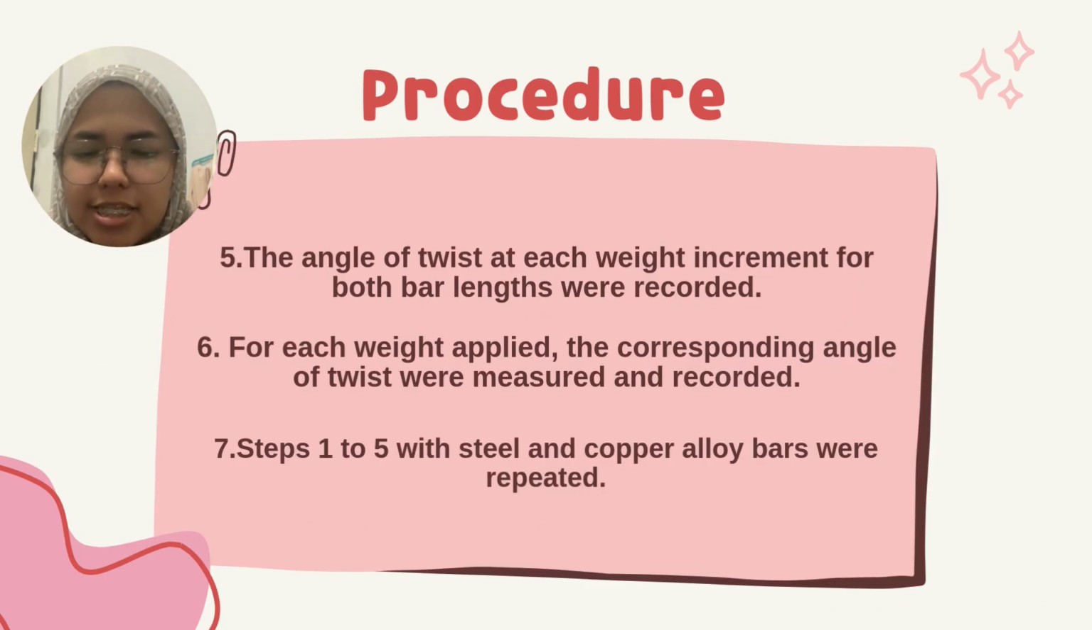Last but not least, the fifth step, the angle of twist at each weight increment for both bar lengths were recorded, and then for each weight applied, the corresponding angle of twist was also measured and recorded. And lastly, steps 1 to 5 are repeated with steel and copper alloy.